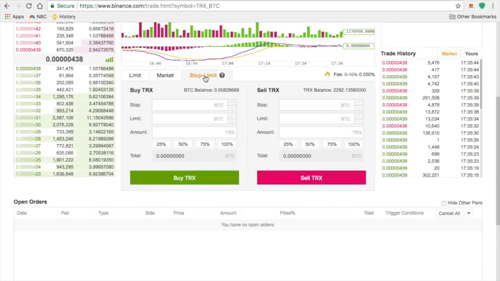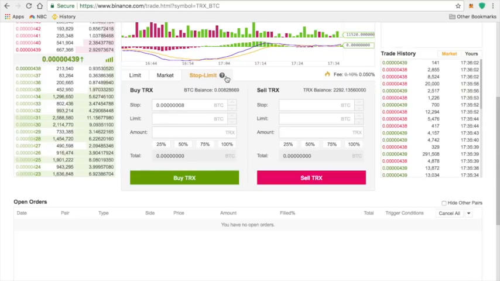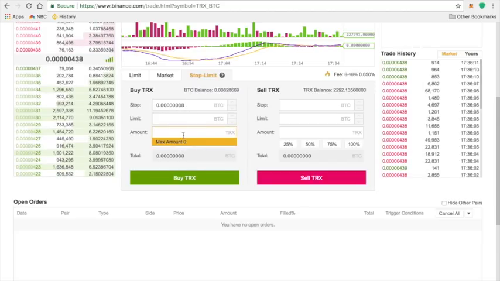Now, stop limit. The best way to explain this is if I have so many coins and I want to stop it at a certain amount at a certain time, you can do that. So, for example, you put your limit amount, you put your stop limit amount, and then how many Tron you're willing to buy at the same time. So it's basically just doing it without you being on a computer.